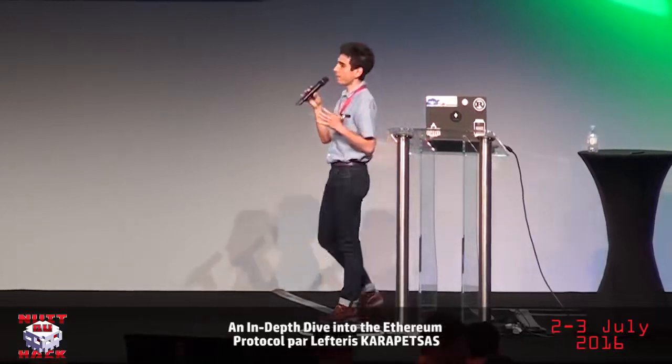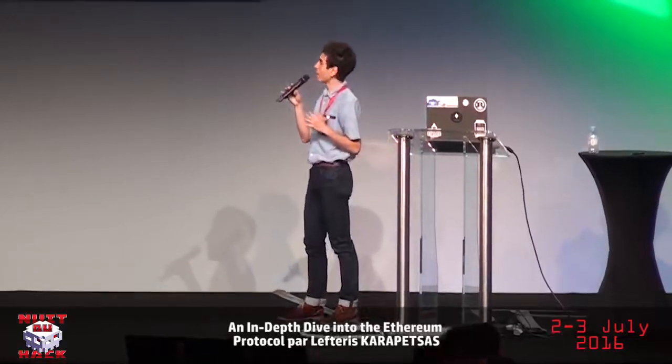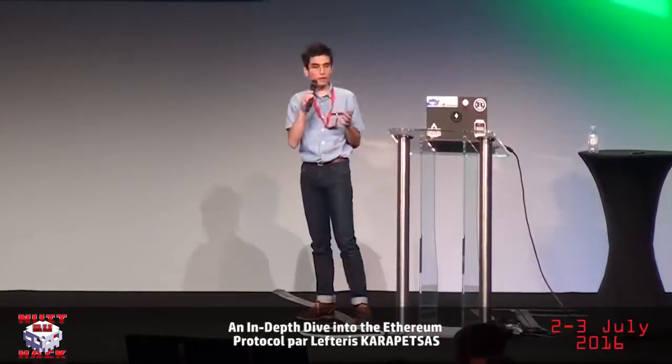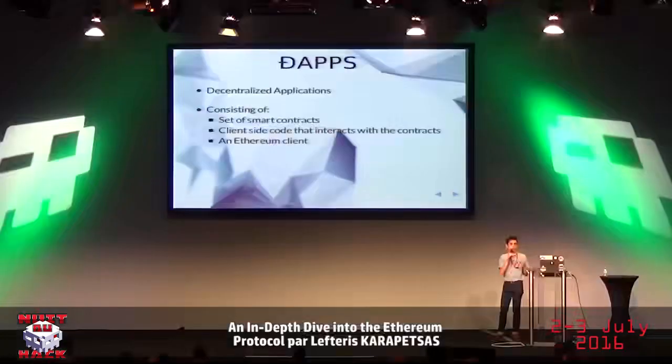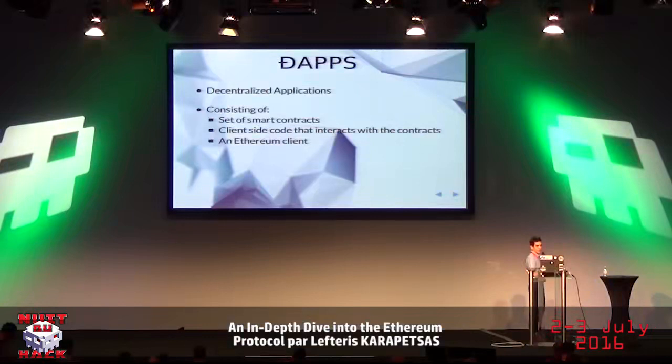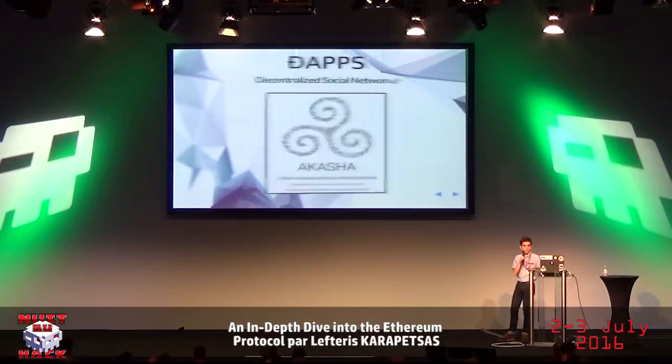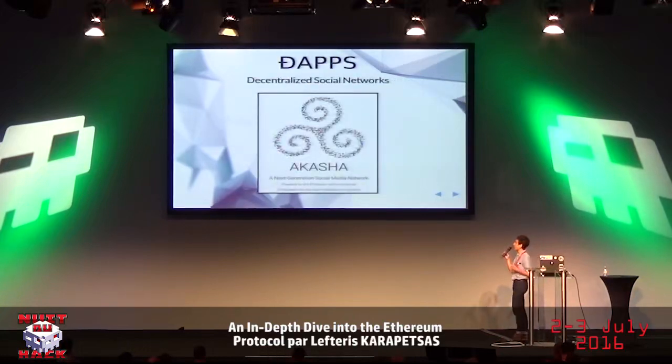They're much like typical web applications, but instead of the server-side code, you have the smart contract that is running in the blockchain. Some examples are prediction markets like Augur, or a decentralized social network. That's quite a new one, Akasha, where it would be something like Facebook, but it would not be stored in a centralized server, but instead it is stored in the Ethereum blockchain.